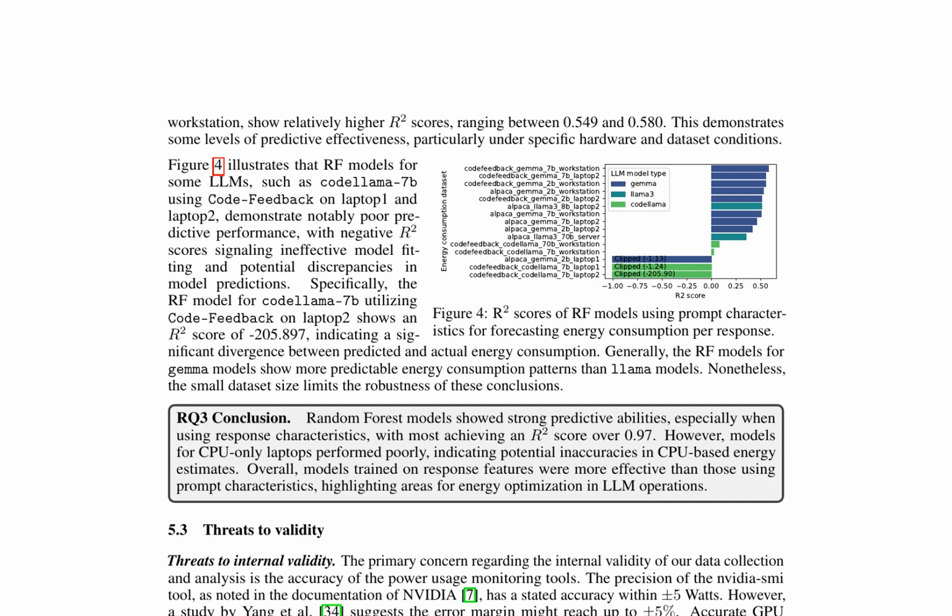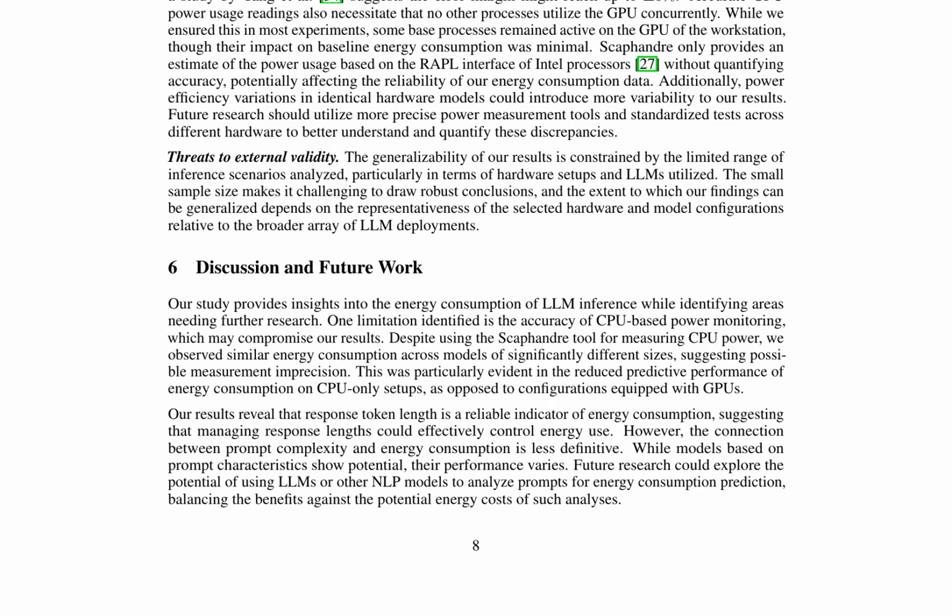In contrast, RF models relying solely on prompt characteristics exhibited limited performance, with variable R2 scores across different models. The findings highlight the importance of constraining response lengths to reduce energy consumption during model operations. The study also identifies limitations, including the accuracy of power usage monitoring tools and the small dataset size, which constrains the generalizability of the results.